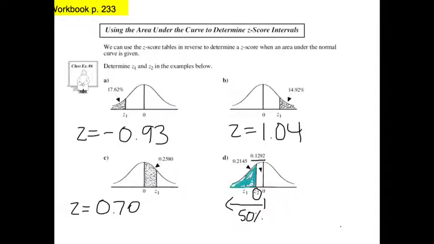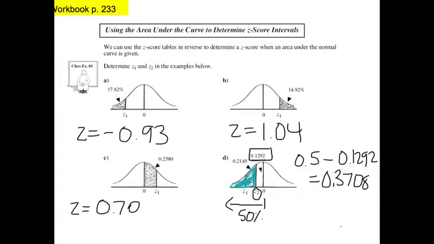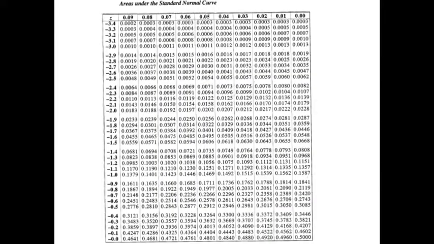In that case, we can use the property that 50% of the data is to the left of the mean, and what we're going to do is subtract this in order to get the area to the left of z2. So 0.5 minus 0.1292, and what you're going to get is 0.3708.